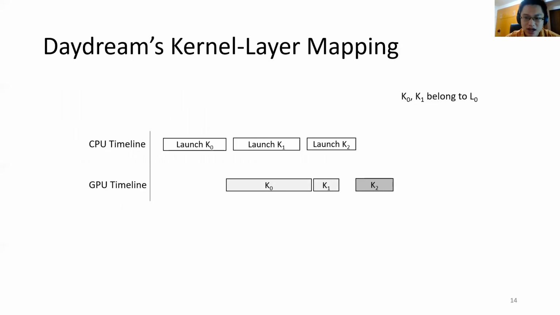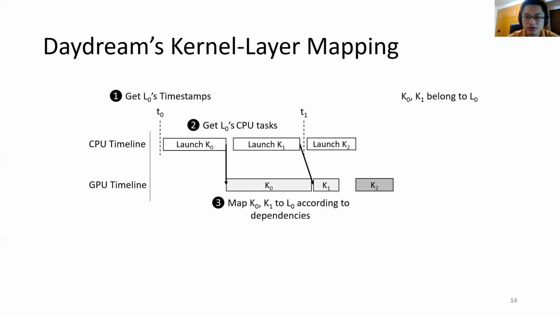Daydream addressed this challenge using a synchronization-free mapping. So let's use this timeline, for example. Suppose that K0 and K1 belong to layer 0. We first time the start and stop timestamps of L0, layer 0, and then get all the CPU tasks that belong to L0. Then, using the dependency information, we can find the GPU kernels launched by L0 and map them to L0 as well.